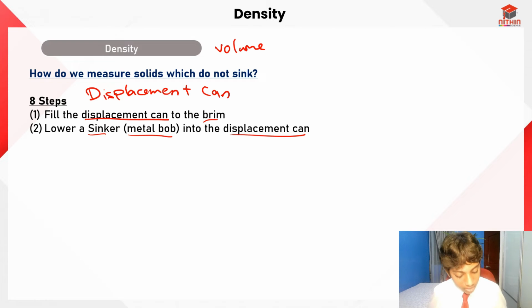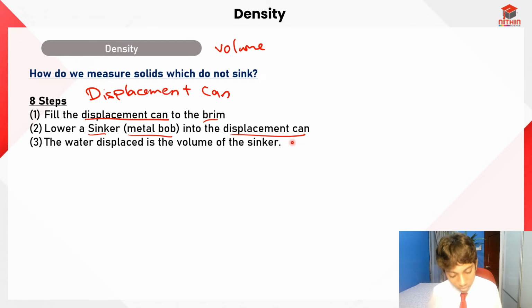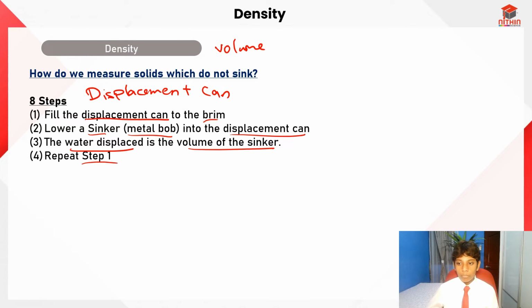Okay, so for the next step, the water displaced is the volume of the sinker. Like I said, the water displaced is the volume of the sinker. Next, we need to repeat step 1. We fill the displacement can to the brim.